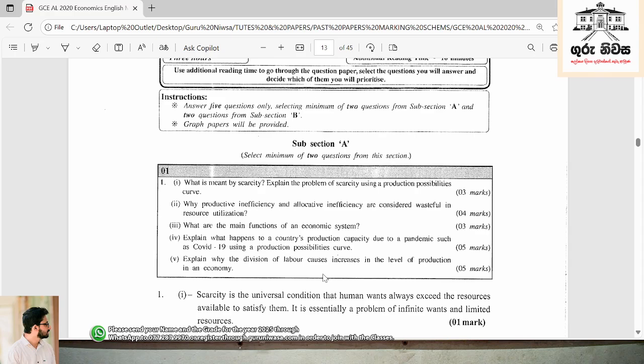Okay, Lamai, I will show you the answer, the marking scheme answer.